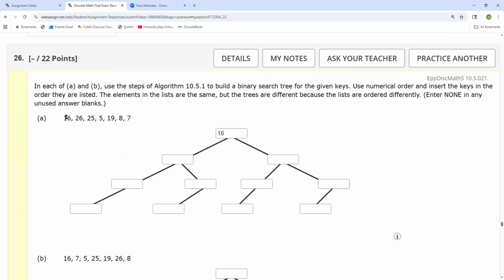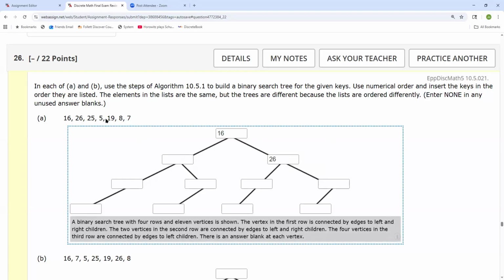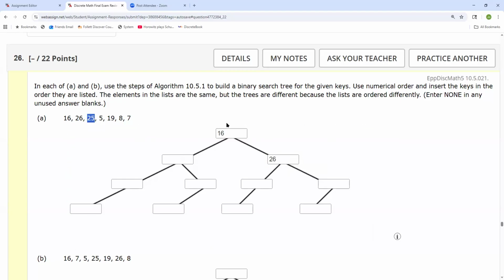the algorithm. So we're going to start with 16, and the algorithm works like this. If the number you need to insert next, which is 26, is lower, you put it on the left. If it's bigger, you put it on the right. That's basically all there is to the algorithm. It's extremely basic. So should 26 go on the left or the right of 16? Right. To the right, correct. Now you go to 25, and you always start with the root of the tree, which is the first vertex.